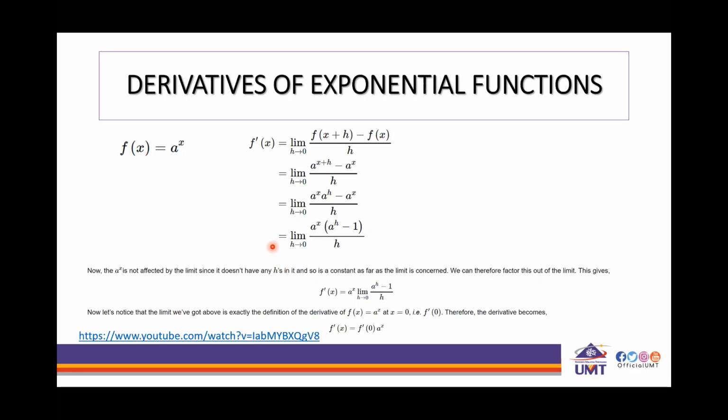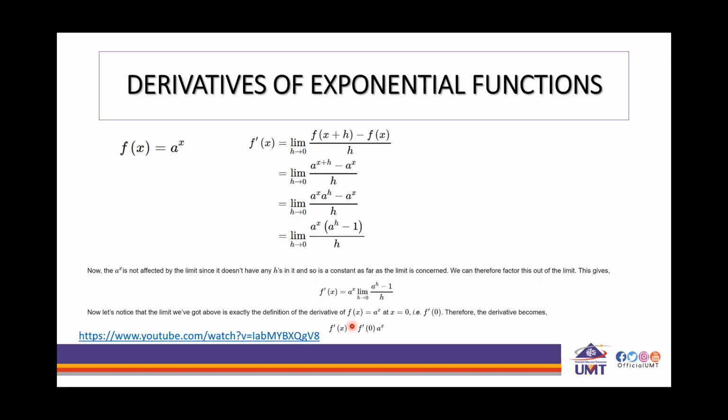Now the a to the power of x is not affected by the limit since it doesn't have any h in it, and so is a constant as far as the limit is concerned. We can therefore factor this out of the limit. This gives f prime x equals a to the power of x times the limit as h approaches 0 of (a to the power of h minus 1) over h.